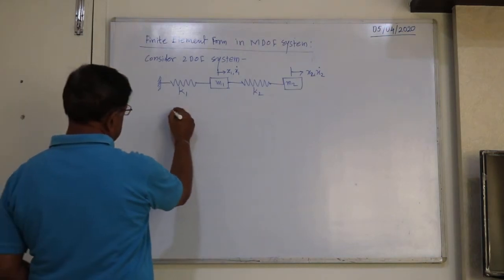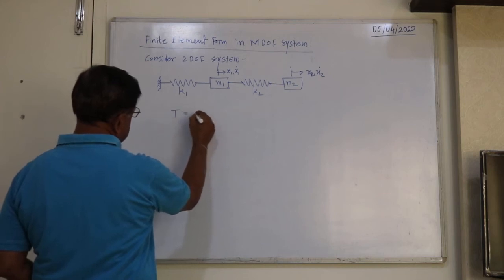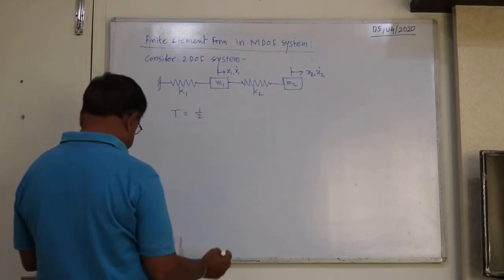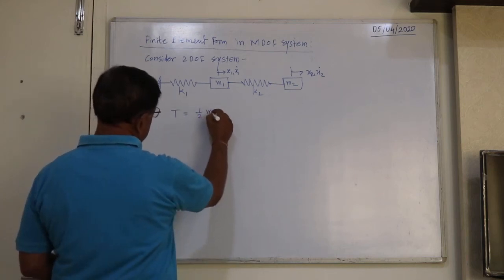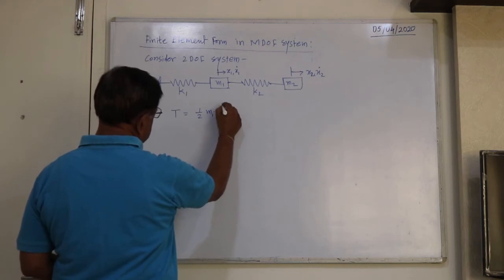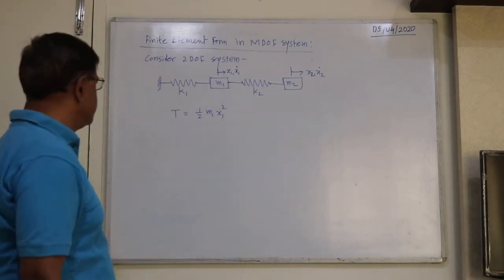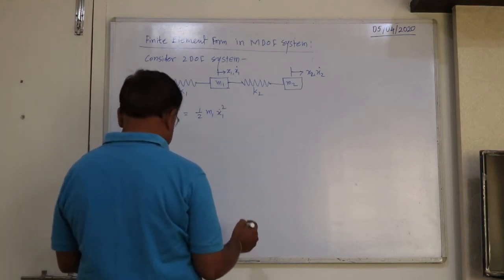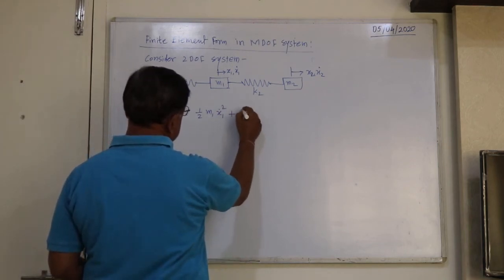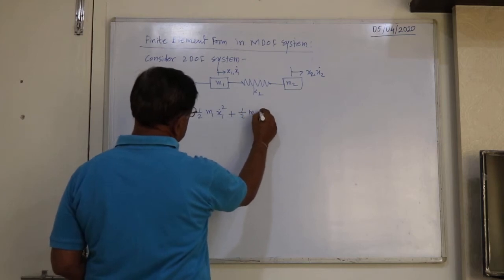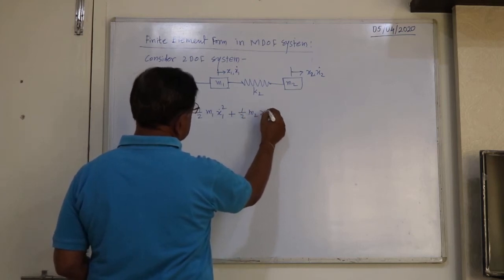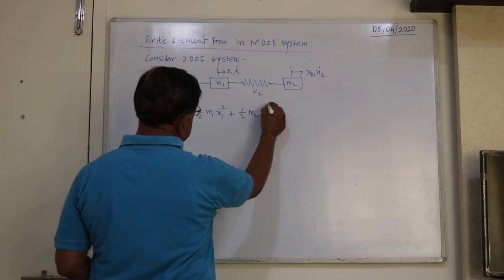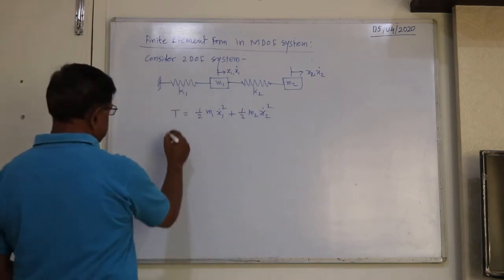So how do we find the kinetic energy? We know this is 1/2 m1 x1 dot square, since 1/2 m v square is the kinetic energy, where x1 dot is the velocity, plus, due to the second mass, 1/2 m2 x2 dot square. So this is the kinetic energy.